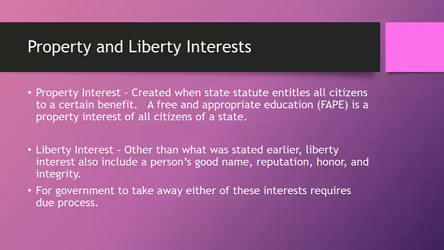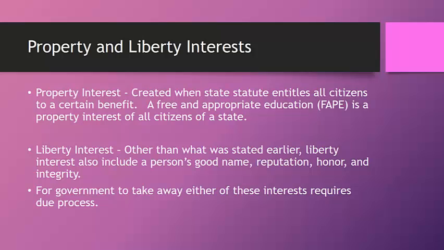So let's take a little bit more look here at what we said property and liberty interest are. Property interest, again, is created when a state statute entitles all citizens to a certain benefit. Here we're talking about FAPE, a free and appropriate public education. This is a property interest of all citizens of the state.